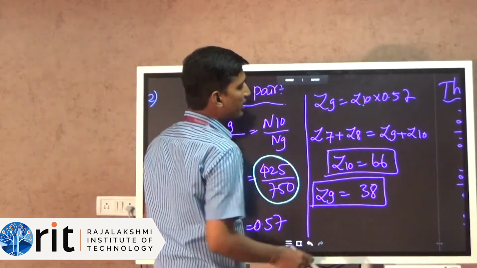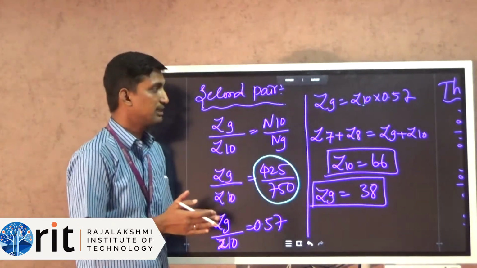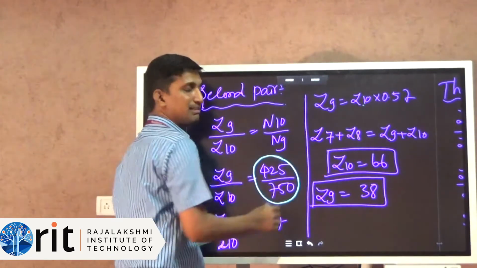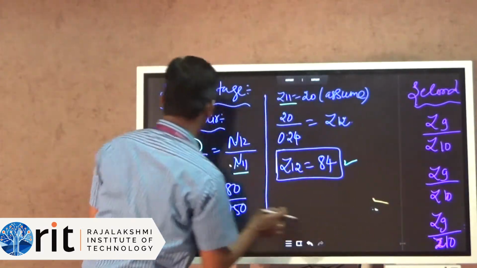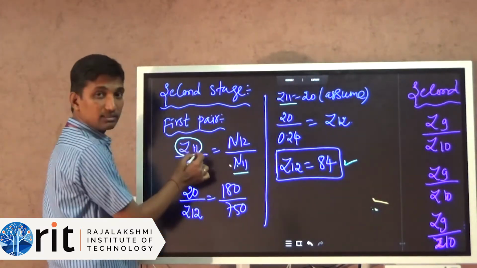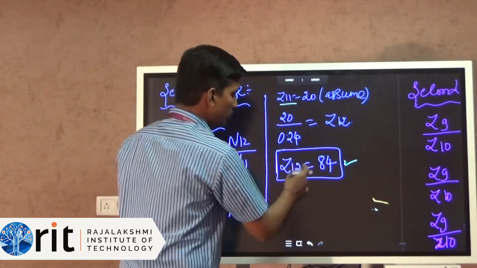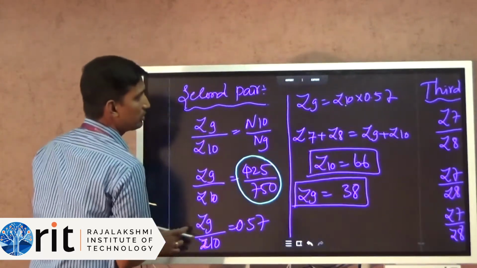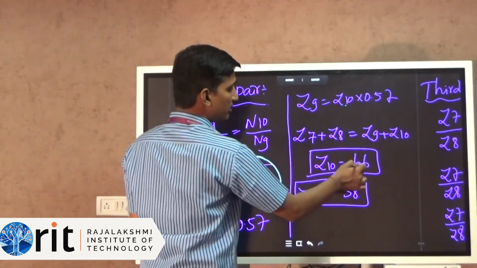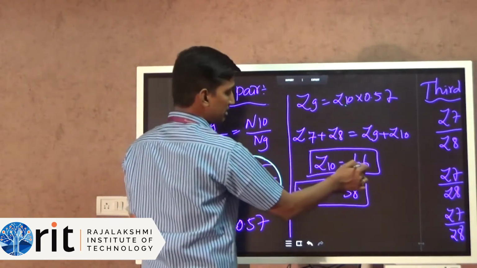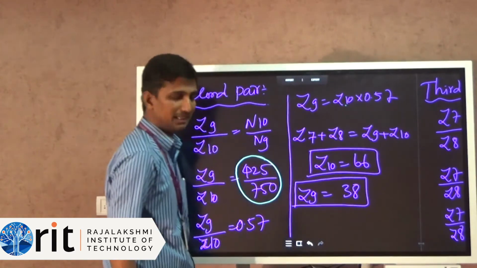Then similarly, the distance between the centers, the cumulation of Z7 plus Z8, equals Z9 plus Z10, which is 66. This is the value we have found in this particular location. This Z11 we assumed as 20, and similarly Z12 we assumed as 84. Then the cumulation of this value I am going to substitute over here: Z7 plus Z8 equals Z9 plus Z10. The cumulation of the value, as I told you, is 66. By substituting this parameter, I am getting Z9 equal to 38.